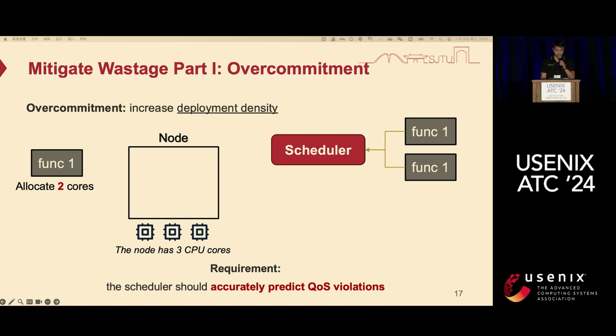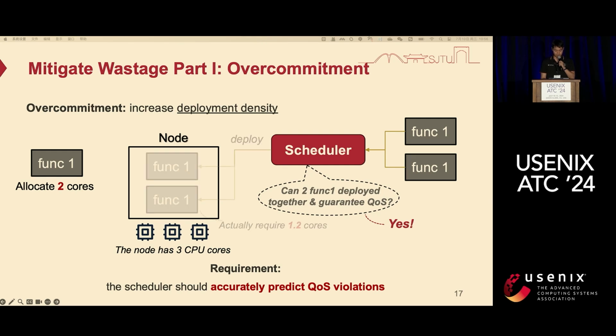To mitigate the first part, overcommitment can be helpful. In this example, the node has 3 cores, while an instance requires 2. So as usual, only 1 instance can be deployed. However, when scheduling, the scheduler can predict whether co-locating 2 instances can guarantee QoS. If so, like in the example, an instance only requires 1.2 cores to guarantee QoS after co-location, so the scheduler can deploy them on 1 node, thus increasing the deployment density and the resource utilization.